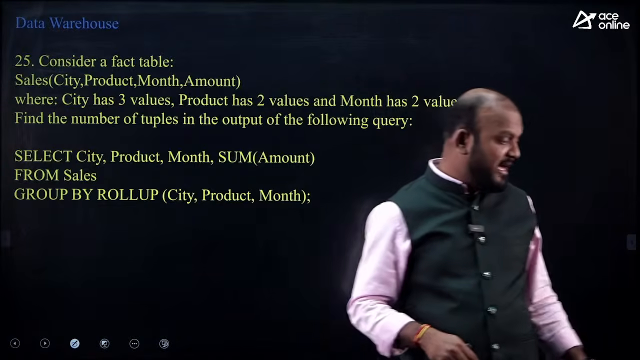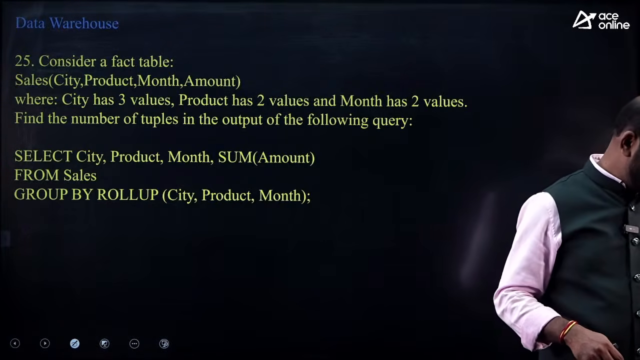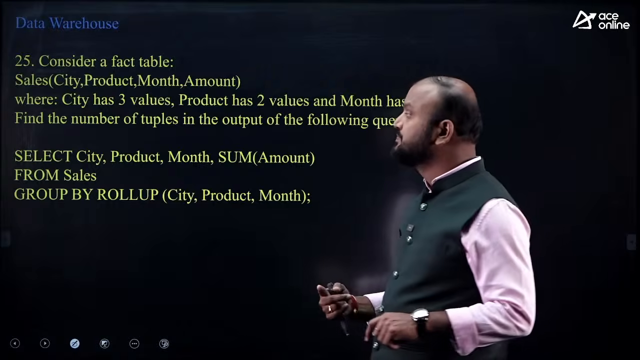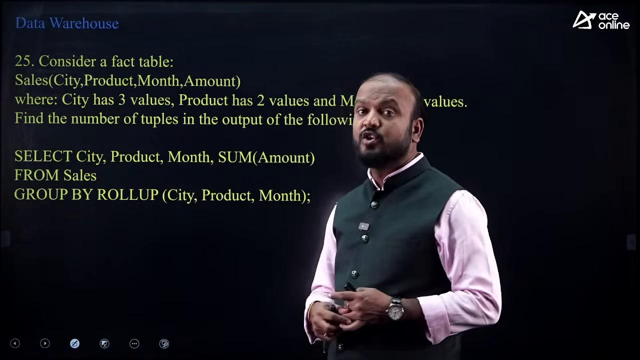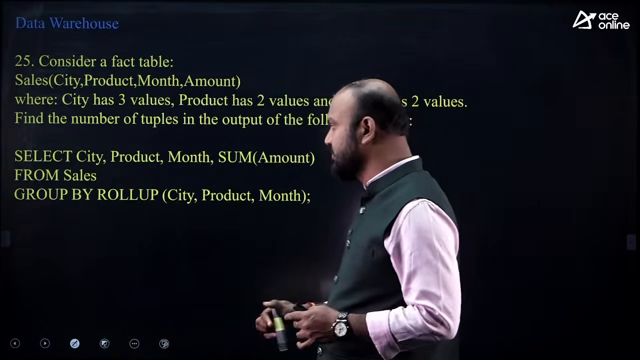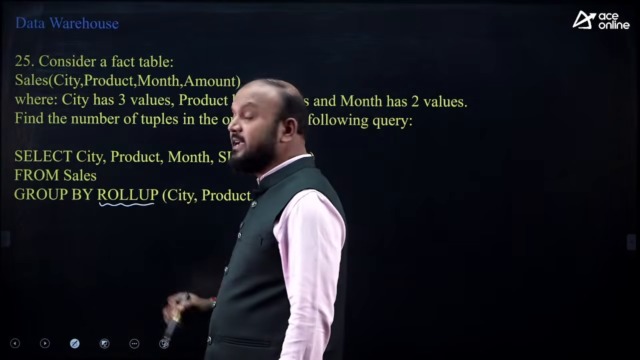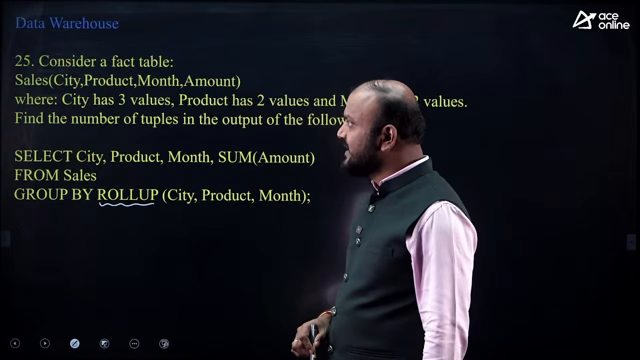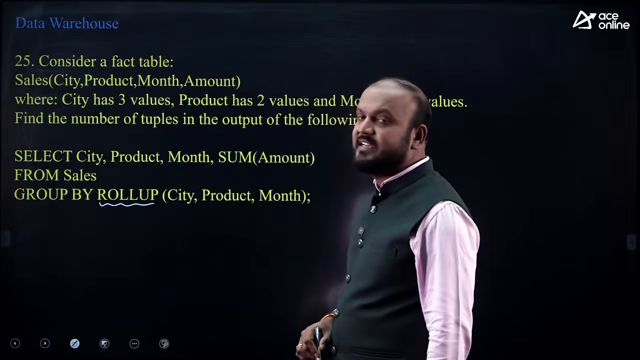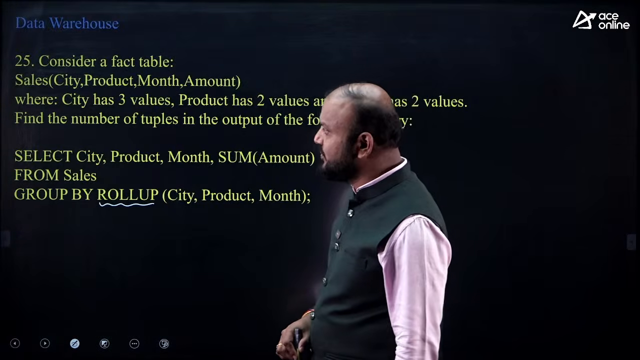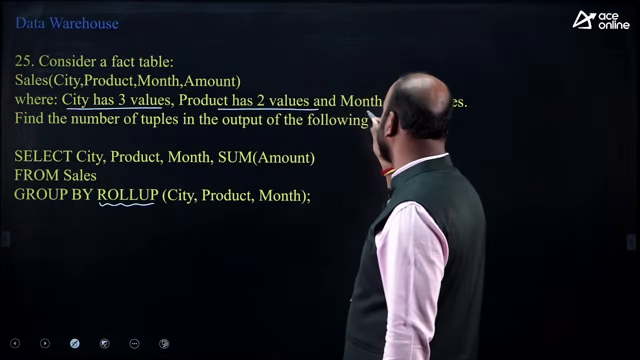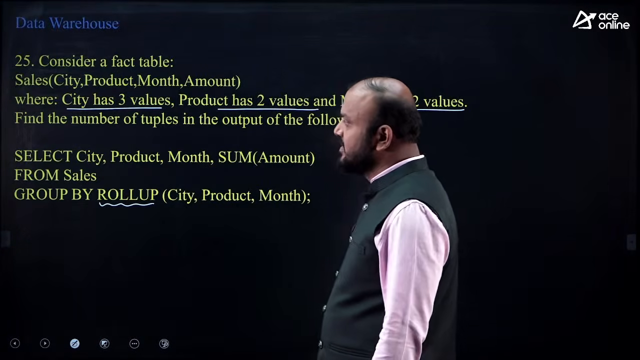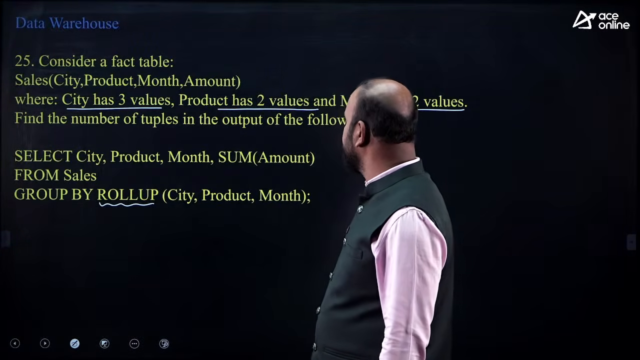One question asked in GATE 2025 was on the cube operation, group by cube. Now expect group by roll up. What is given? There is a sales fact table with city, product, month and amount, where city has 3 values, product has 2 values and month has 2 values. Find the number of tuples in the output of the following query.